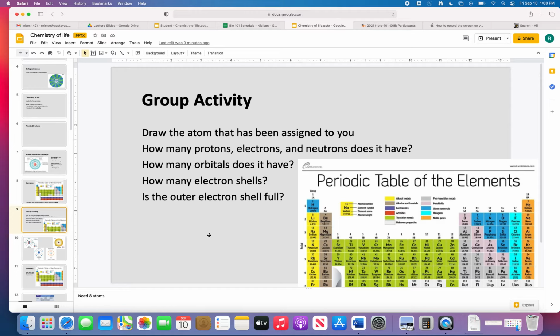How many protons, electrons, and neutrons? 2. How many orbitals? 1. How many electron shells? 1. Is the outer electron shell full? Yes, it is. All right. So a much smaller atom than the other groups here.